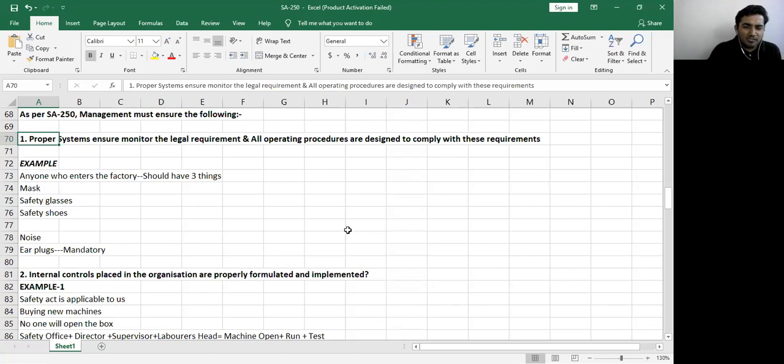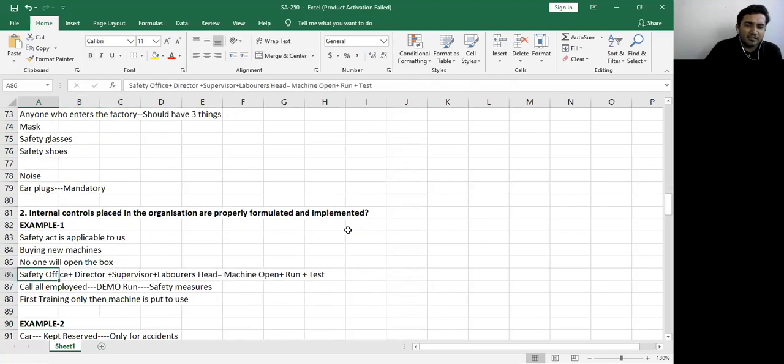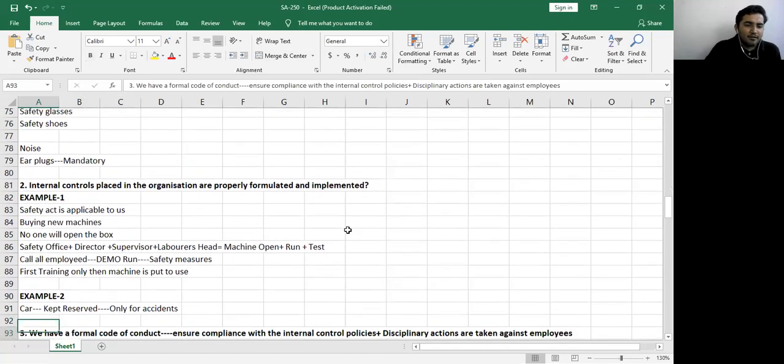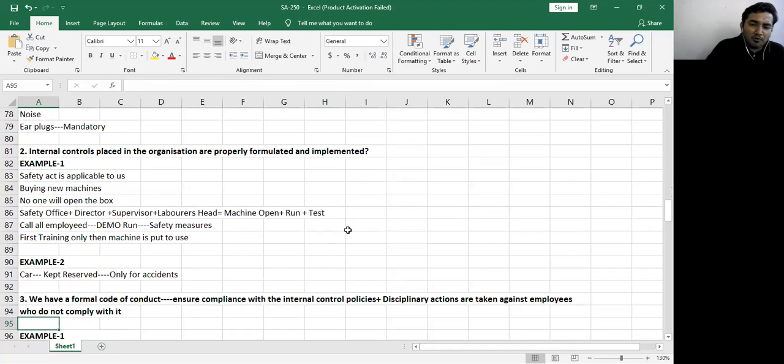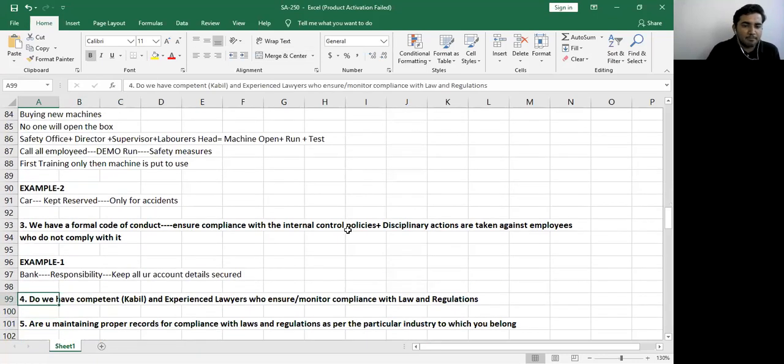Second, internal controls that are placed in the organization are properly formulated and implemented. जो भी internal controls है, they will be properly formulated and implemented. Point number 3, we have a formal code of conduct with which we ensure compliance with all the internal control procedures. And if any employee is violating that, then action will be taken against those employees who do not comply with those regulations.